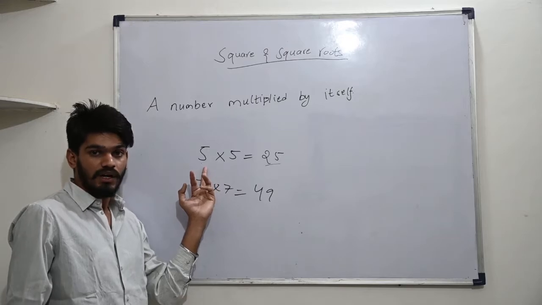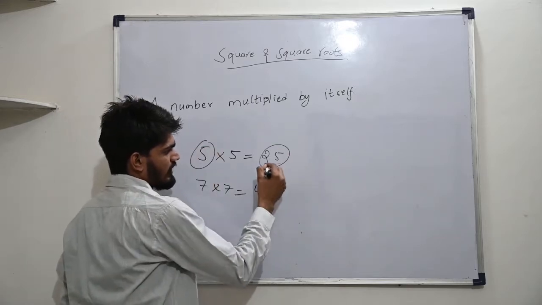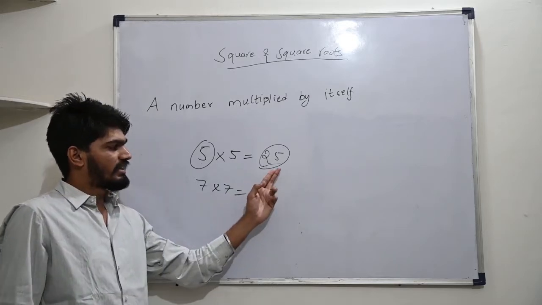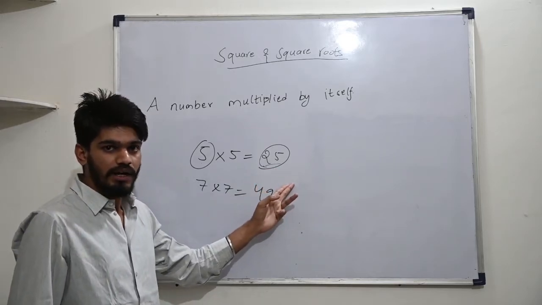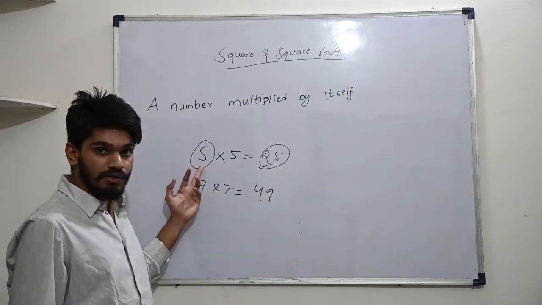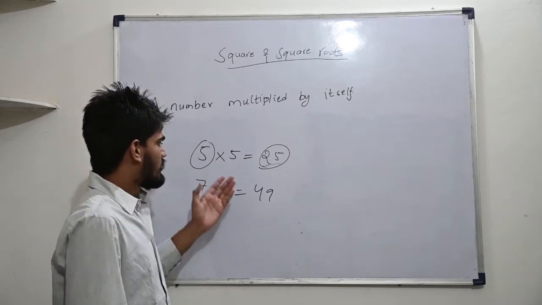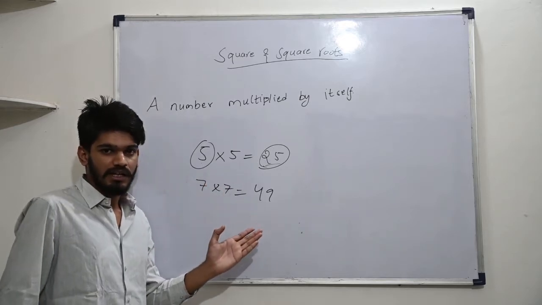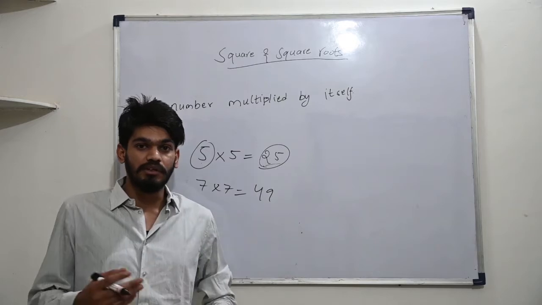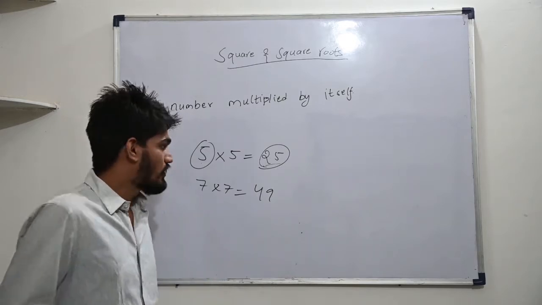So what exactly is a square root? Let's say I want to find the square root of 25. It will be the number whose square is 25, and exactly that number is 5 here. So when you want to find the square of any number, you just have to multiply the number by itself. Now I am going to tell you some short techniques.